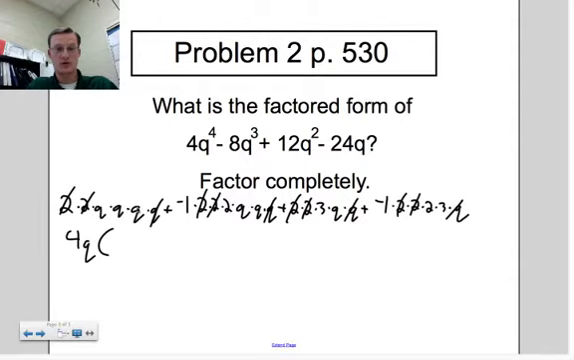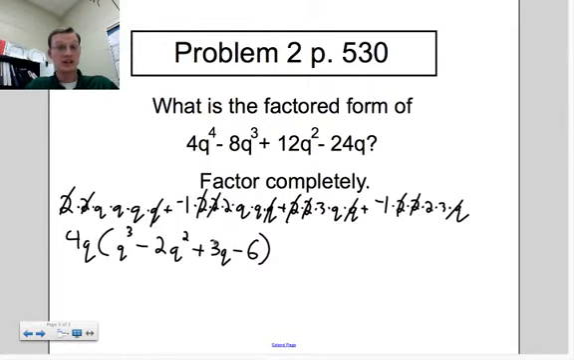Now the leftovers I'm going to write inside. So we have q to the third. Instead of plus and negative, I'll say minus 2q squared, plus 3q, and instead of plus and negative, we'll say minus 6.